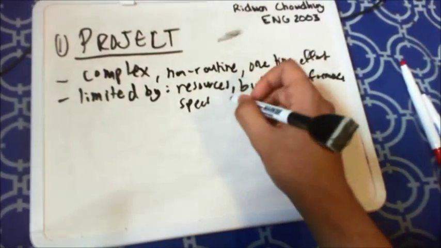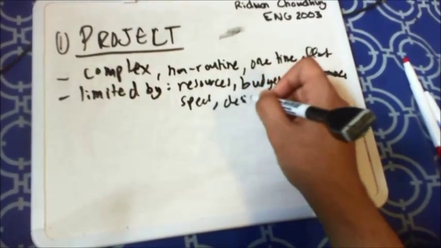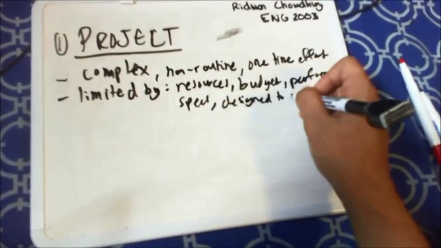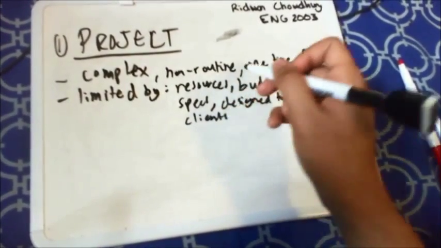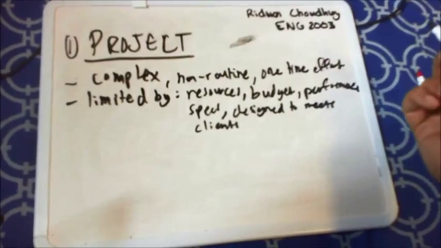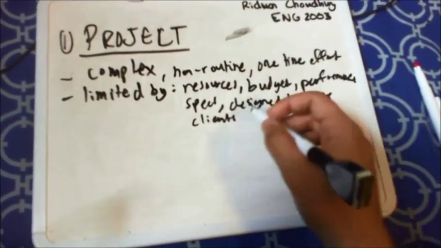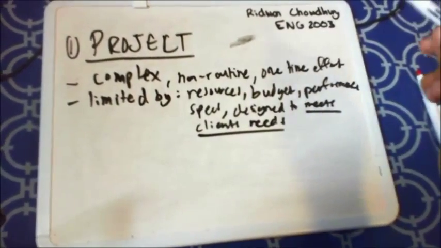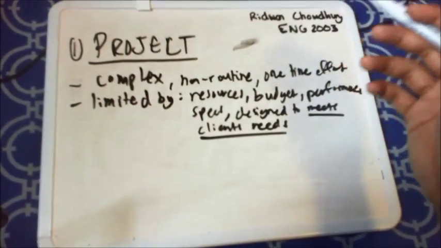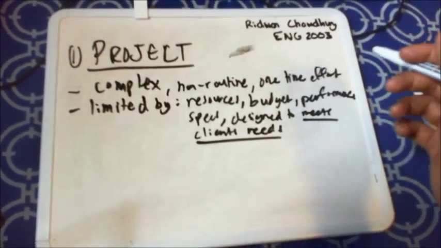And these specifications are designed to meet the customer's needs, because the client or the customer is the one that's most important. Because client's needs. Alright, if you want to take some notes, you can. So that's exactly what a project is when you break it down into its essence.